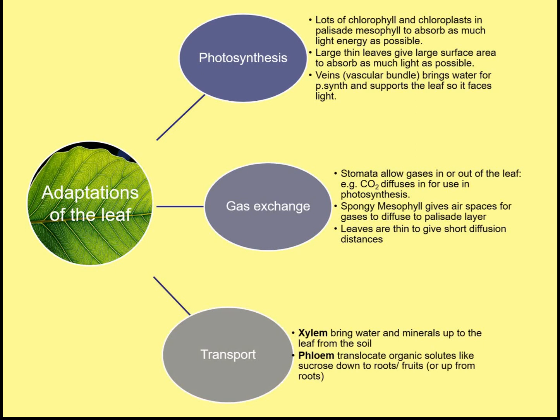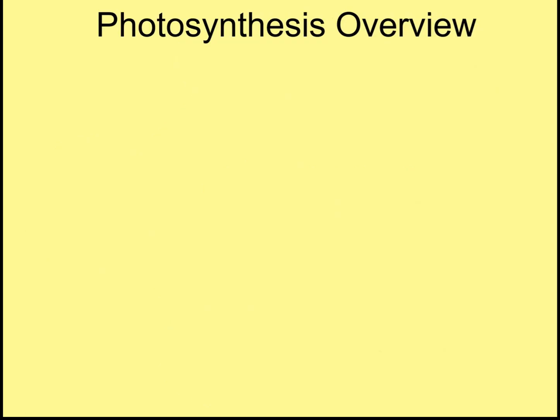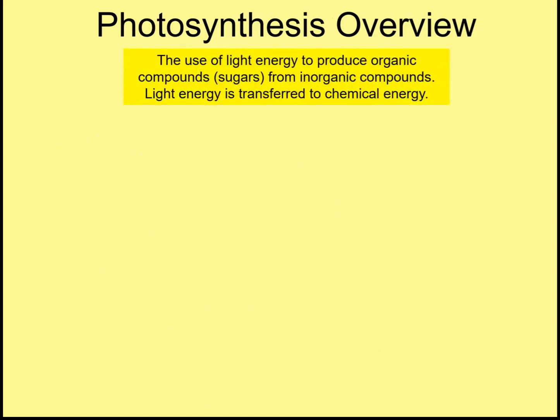Okay, so the next part of the lesson is going to be looking at photosynthesis, making sure you're happy with this and thinking about how it links in to how the plant gets all these materials as well and what happens to them. So there's going to be quite a lot of information on the next slide. So the key thing about photosynthesis is it is a chemical reaction. So it's using light energy to produce organic compounds from inorganic ones.